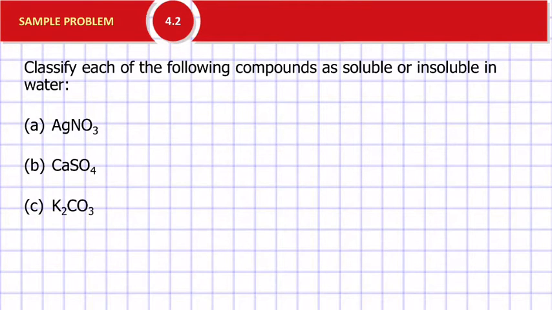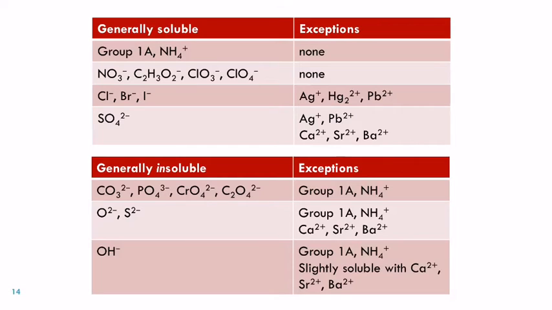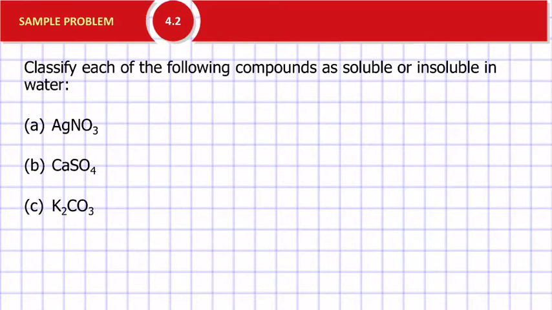Classify each of the following compounds as soluble or insoluble in water. So I'm picturing those rules, the table in my mind. And here we have silver ion and nitrate ion. The first in the soluble ones was group 1A and ammonium. I don't have one of those. Next was nitrate, right? In that second line, nitrate compounds are always soluble, no exceptions. So silver nitrate will be soluble in water. It will dissolve.